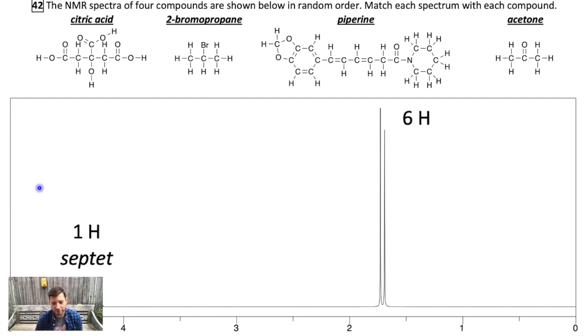So here are 4 molecules that are somewhat food-related, just to bring it full circle back to our discussions of foods. Citric acid and piperine are found in citrus fruits and in peppers. 2-bromopropane is just a random organic molecule that's not food-related, and acetone is more of a hygiene product. That's a nail polish remover. So which spectrum goes with which molecule if this is a matching game?